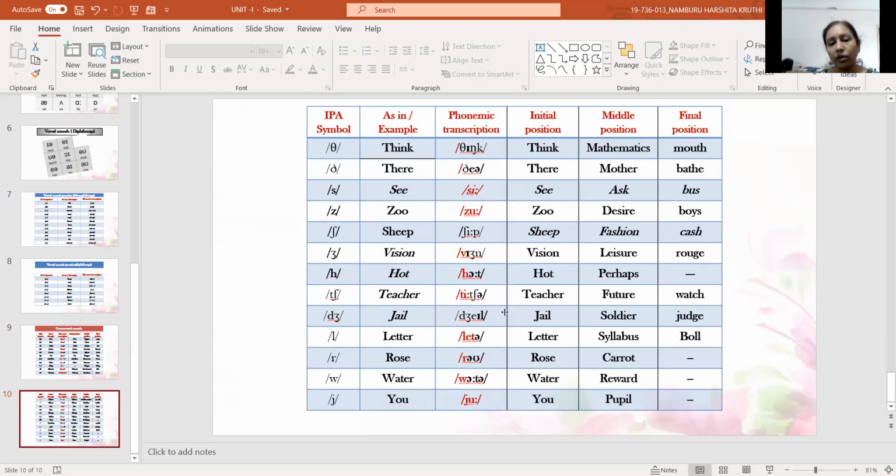We can see all the 24 sounds are given here. Practice each and every sound from the phonetic transcription by realizing where they appear in the words given here, so that you can become thorough with your learning. This was about the introduction to phonetics.